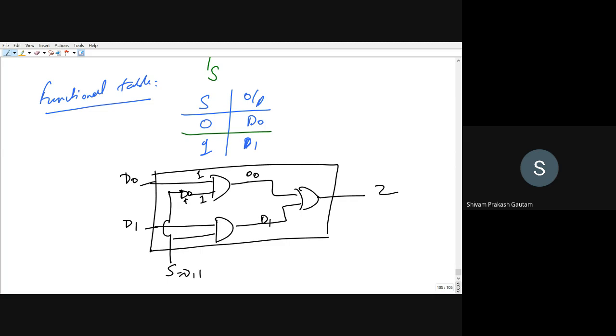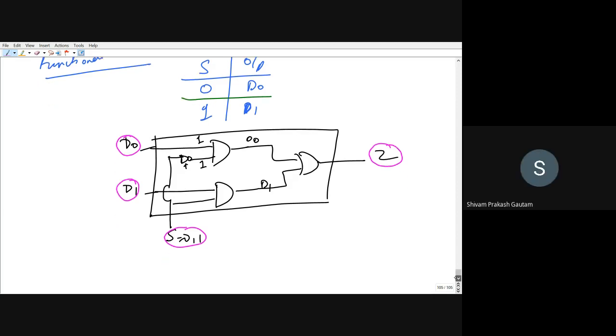Outside we only see two inputs, one is D0, one is D1, another is the select line, and we are having Z as an output. And the inside circuitry is given here. Is it okay? Yes, sir. So this is regarding the 2x1 mux.